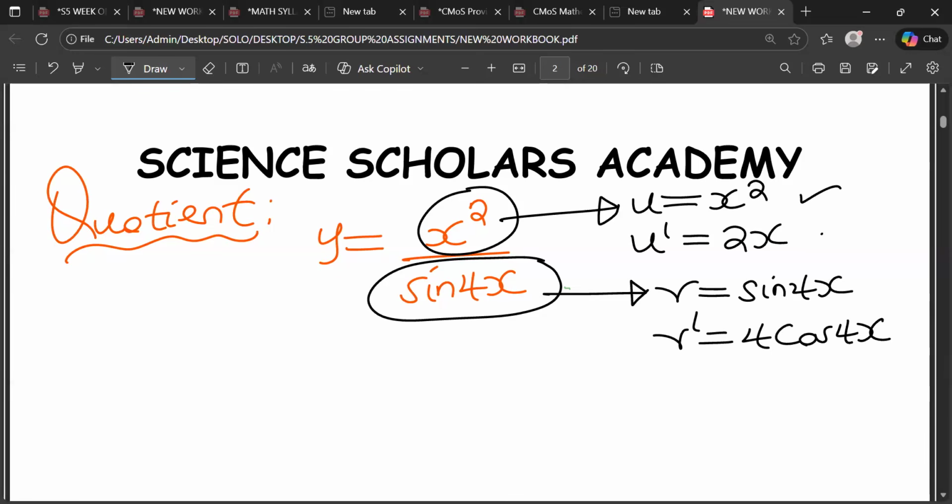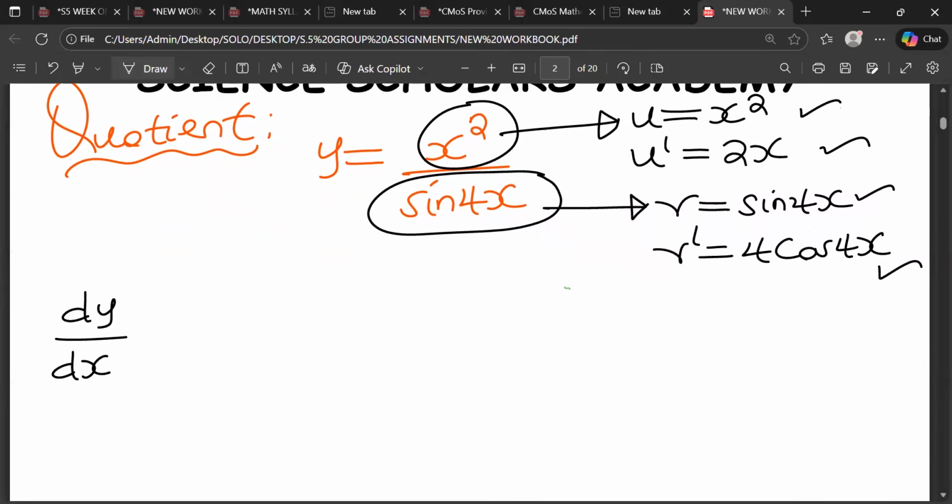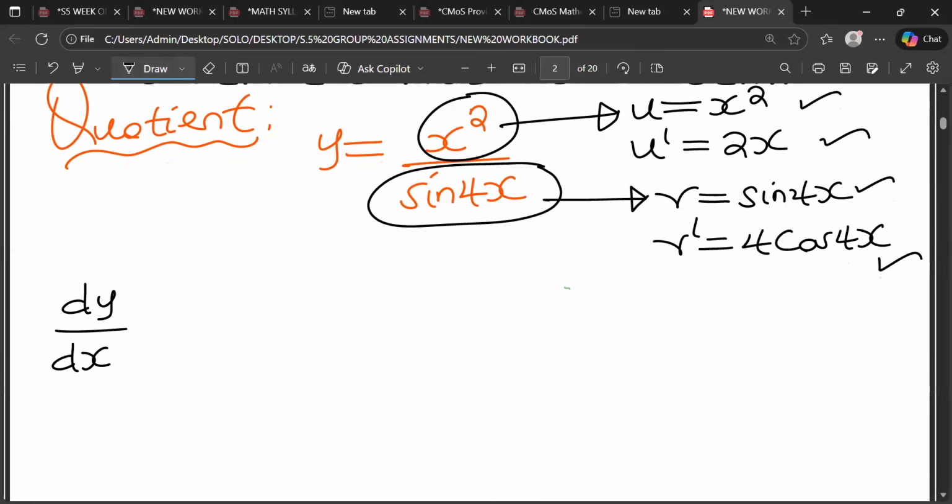So you have these four. And the other ones you're supposed to substitute. But you're supposed to understand that it is a quotient. So you need to know the right quotient formula before you flop. Okay? So what is the right quotient formula? You begin with the v. Where is your v? It is there, sine 4x. U prime. Which one is your u prime? X squared. You understand?